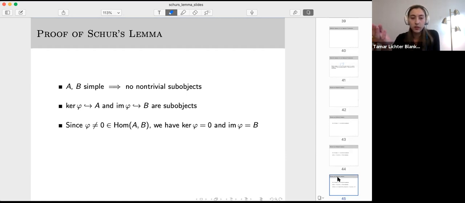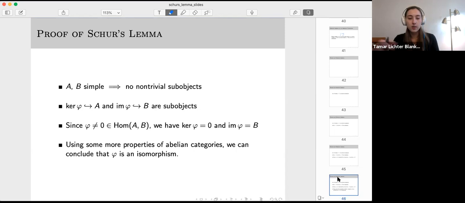And for a non-zero phi, we get that the kernel of phi is 0 and the image of phi is B. Even though I'm saying it's the same, proving it by hand is a little different, because showing that the kernel of phi is 0, for example, you have to draw some objects and arrows to get that to work. But in essence, I still think it's the same. And what you can conclude from kernel of phi equals 0 and image of phi equals B, using more properties of abelian categories, is that phi is actually an isomorphism. You can get an inverse map, which gives you the proof of Schur's lemma in this general way.